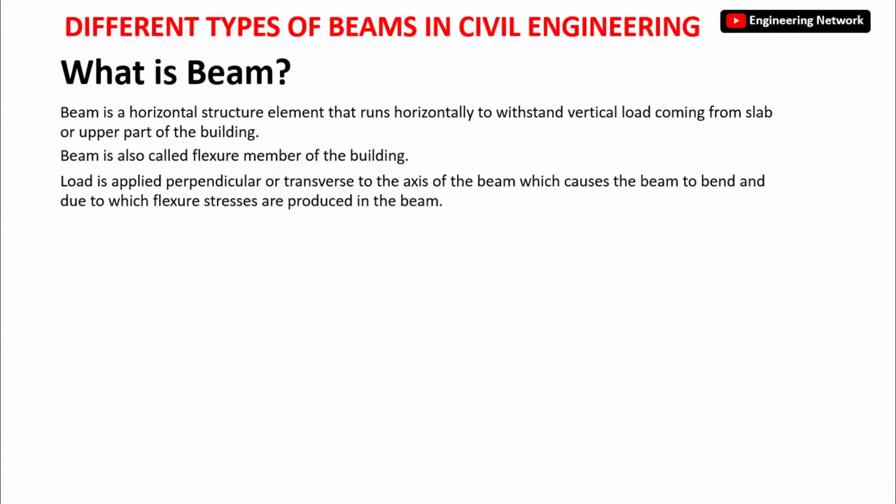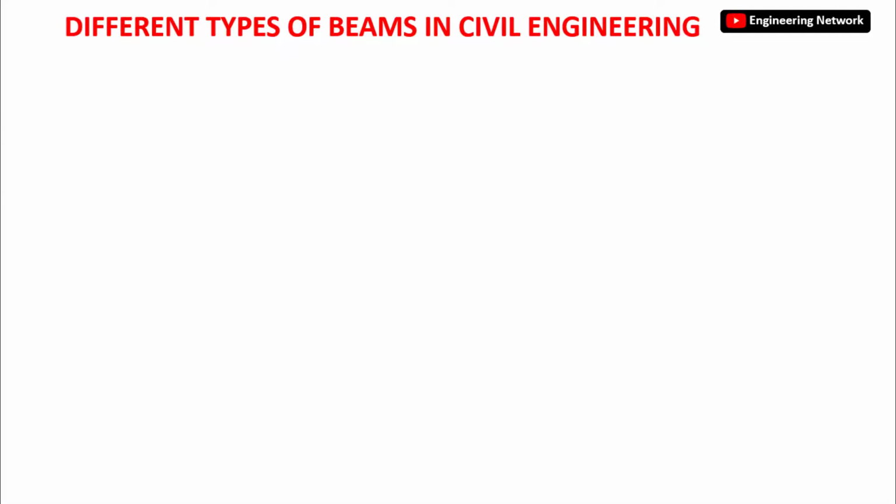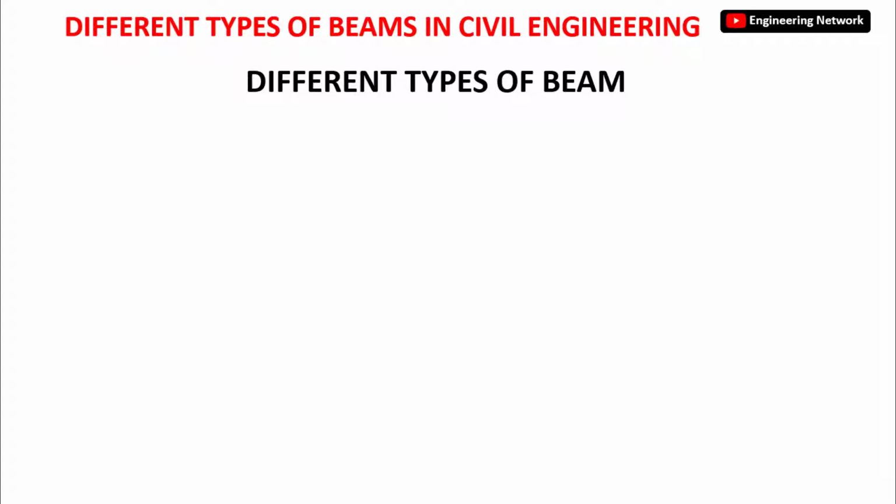Now let's explain different types of beams that are commonly used in civil engineering. Well, there are a number of different types of beams, but in this video lecture, I am going to explain only those which are commonly used in house construction. Okay? So first type of beam is reinforced concrete beam.